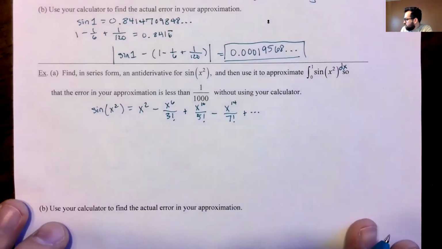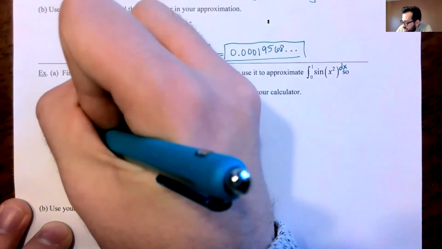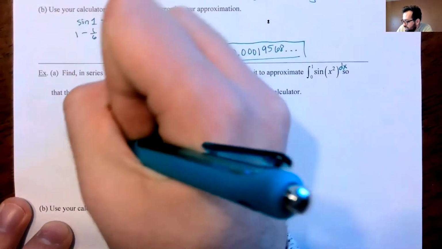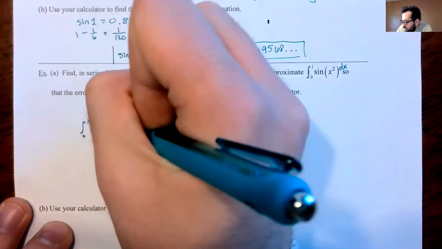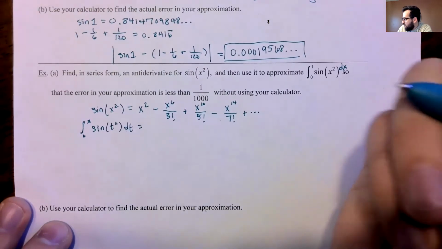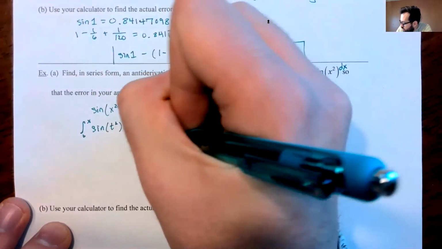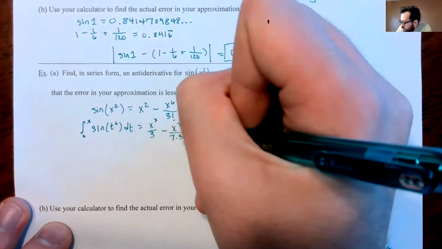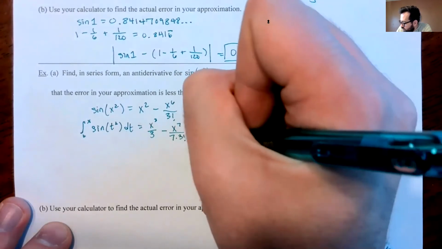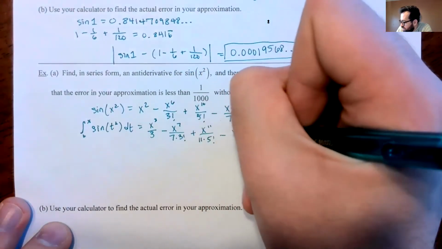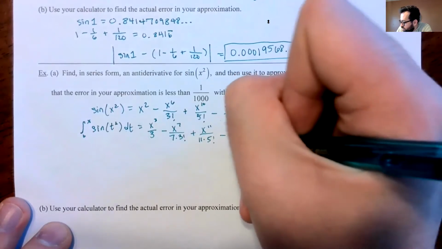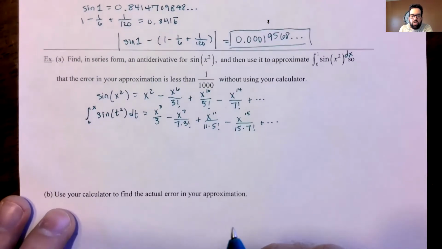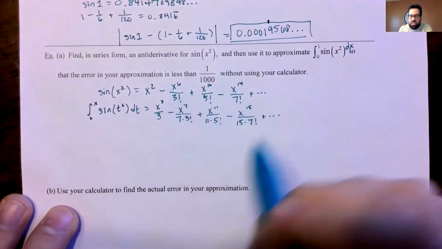Then if we're going to integrate, I'm going to write this out with the t like we did in the previous lesson. We're going to start with the integral from 0 to x of sine of t squared dt, which just means we integrate. So we're going to have x cubed over 3 minus x to the 7th over 7 times 3 factorial plus x to the 11th over 11 times 5 factorial minus x to the 15th over 15 times 7 factorial, etc. Hopefully we won't need more terms than this, but if we do, we can come back and add more as we need to.